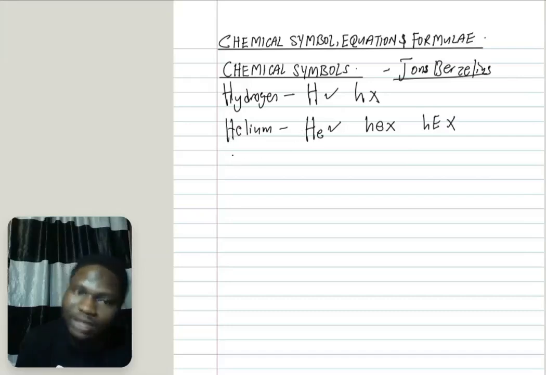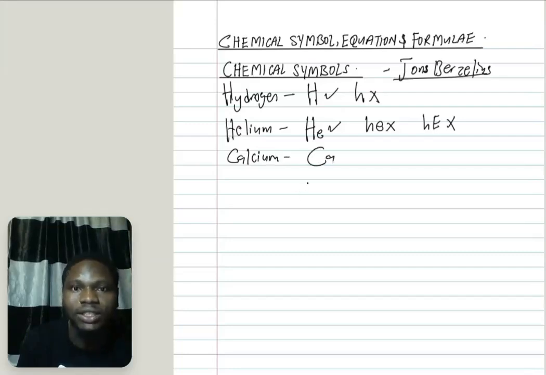Let's go and look at calcium. This is Ca. Are we together? This is Ca. The first one should be in capital letter, the second one has to be in small letter. Are we together? That is it. So this is correct. So that's how to write a chemical symbol, and that's all.